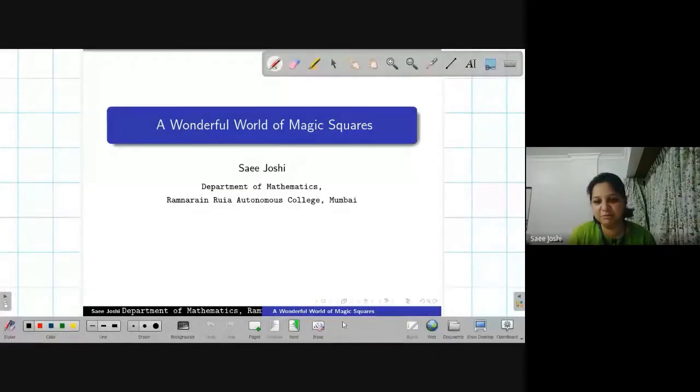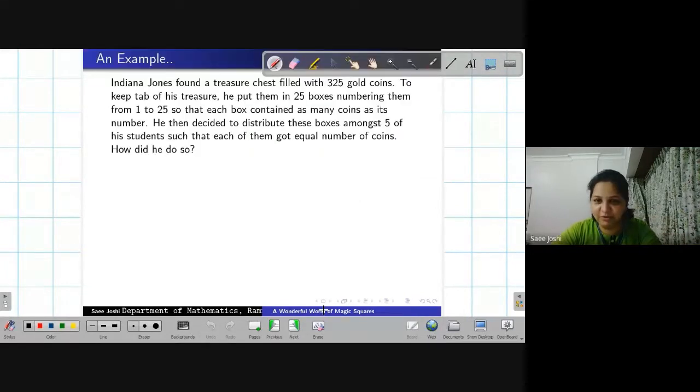I'm going to speak on magic squares today. So we'll take a small example before we dive into the concept. So here is an example.